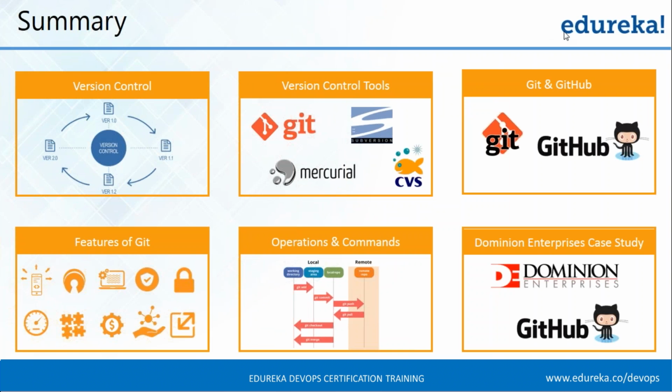Okay. So this is what we have learned today in today's tutorial. We have understood what is version control and why we need version controls, and we've also learned about the different version control tools, and in that we have primarily focused on Git, and we have learned all about Git and GitHub, about how to create repositories and perform some operations and commands in order to push, pull, and move files from one repository to another. We've also studied the features of Git, and we've seen a case study about how Dominion Enterprises, one of the biggest publishing companies, which makes very popular websites, has used GitHub as well. So this is what we learned today.